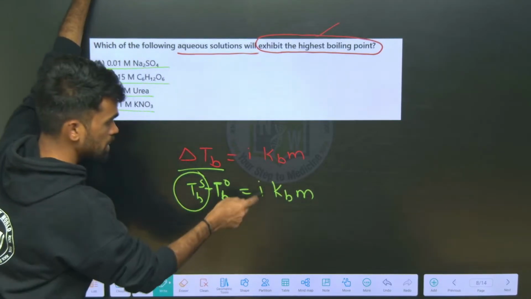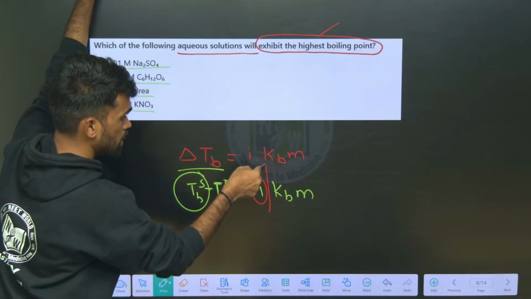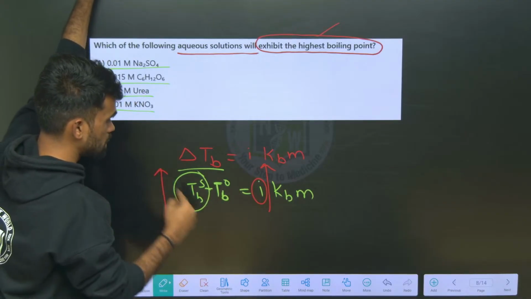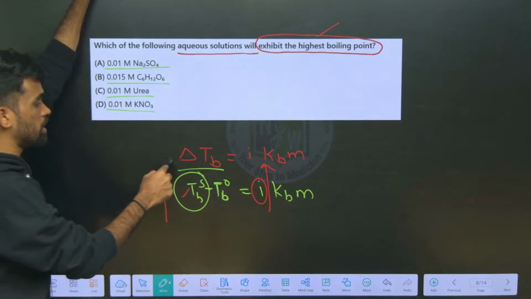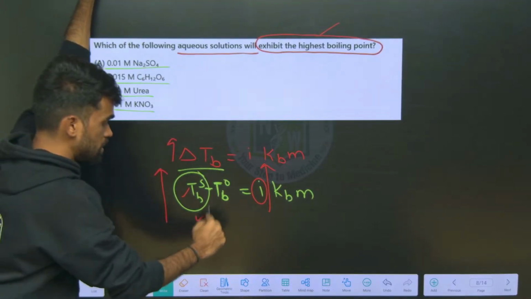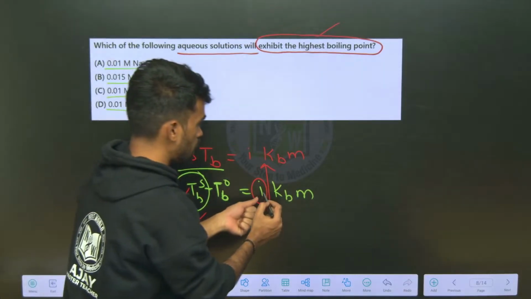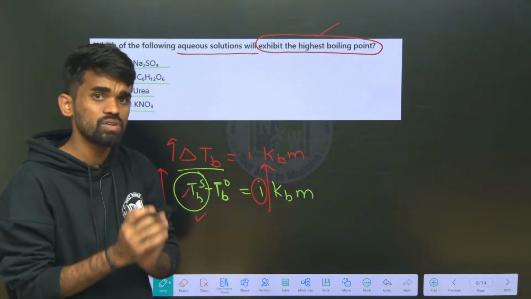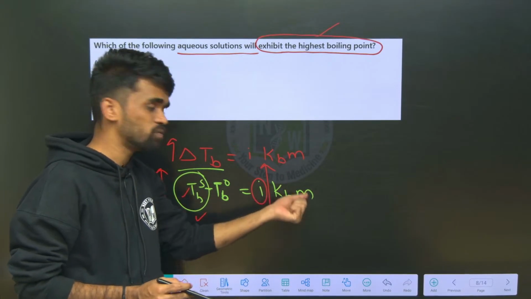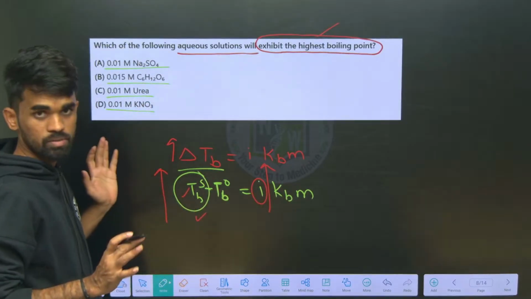So if you see, the higher the i value, the greater is the elevation in the boiling point, I can say, and the increase in the boiling point of the solution. So you take the product of these 3 terms, the one which has the highest product of these 3 terms will be your answer.